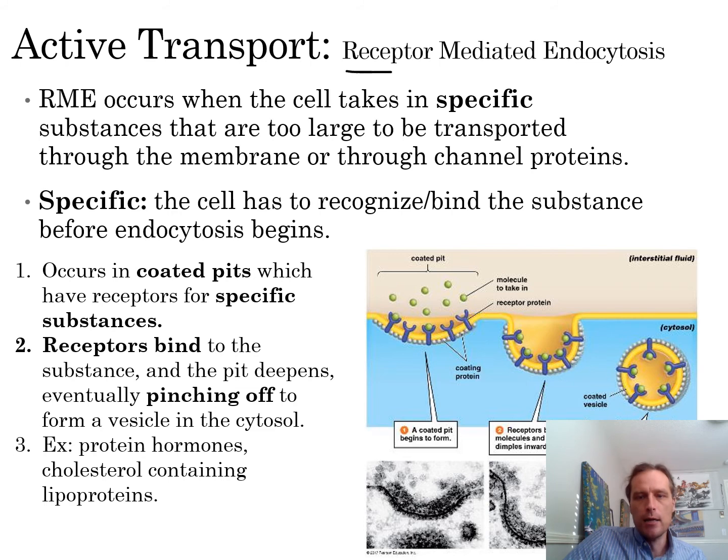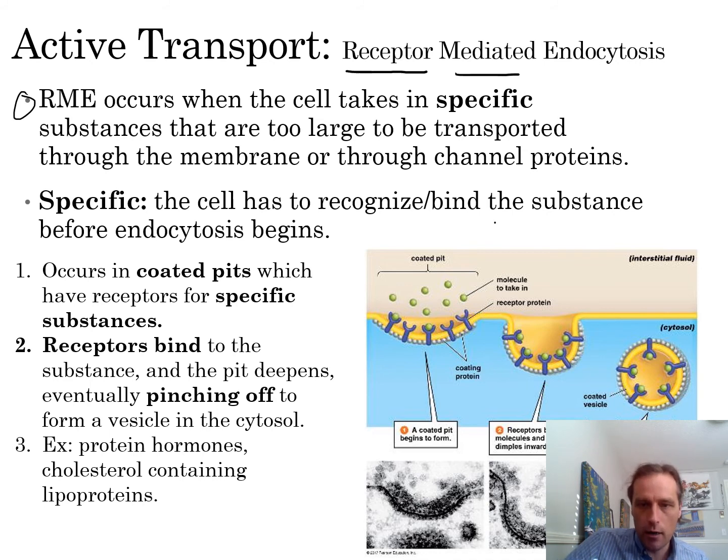Active transport: receptor-mediated endocytosis. So receptor is going to refer to a protein receptor. Mediated means the protein receptor is going to sort of facilitate the process of taking in a big something or other. So RME, receptor-mediated endocytosis, occurs when the cell takes in specific substances that are too large to be transported through the cell membrane or through channel proteins.